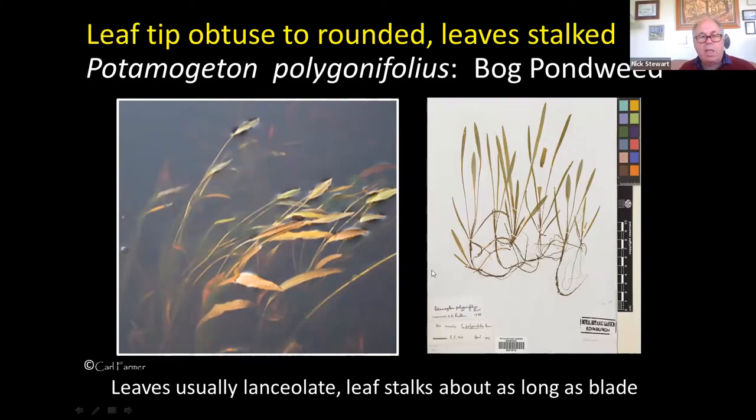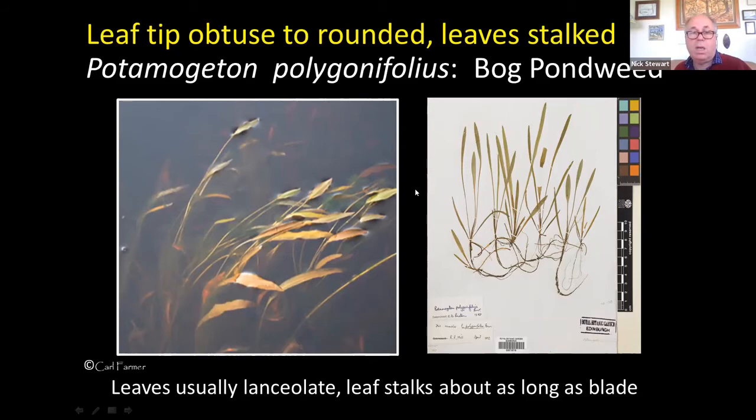And the final box in that table we're referring to is leaves with obtuse or rounded tips and have stalks. And here we come back to the two, the bog pondweed, Potamogeton polygonifolius, and the fen pondweed, Potamogeton coloratus. In the bog pondweed, the leaves are always quite narrowly lanceolate, and they have long stalks, often longer than the leaf lamina itself.